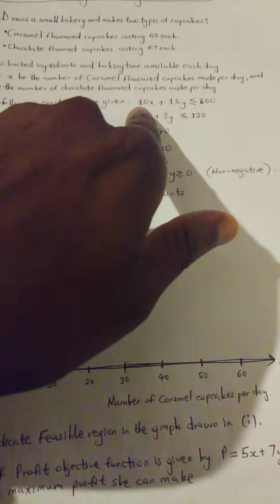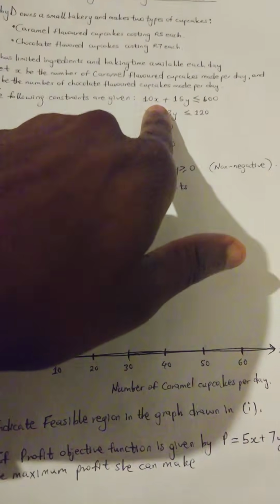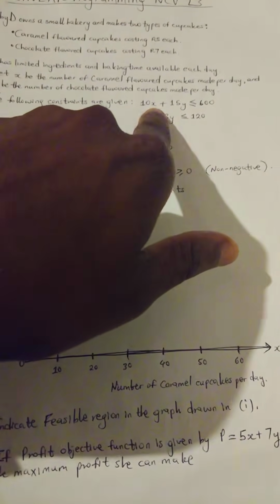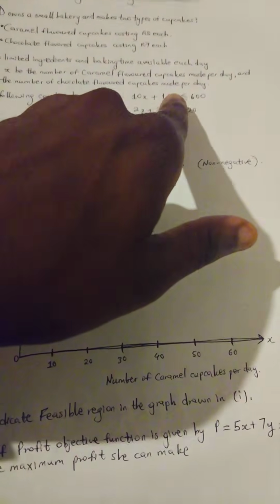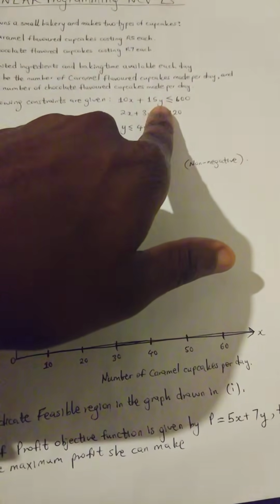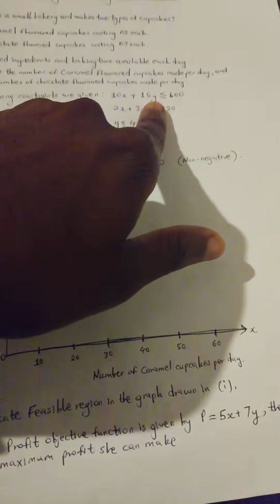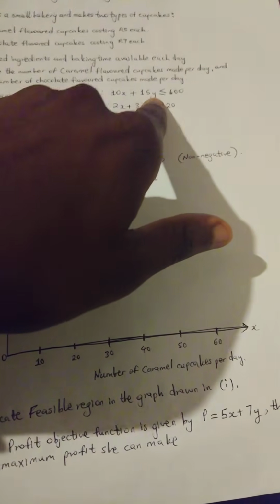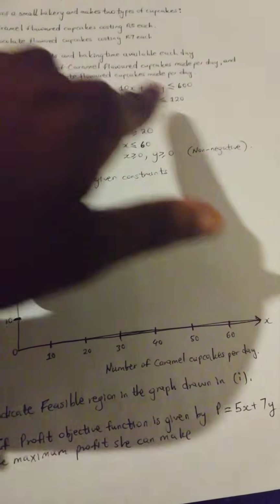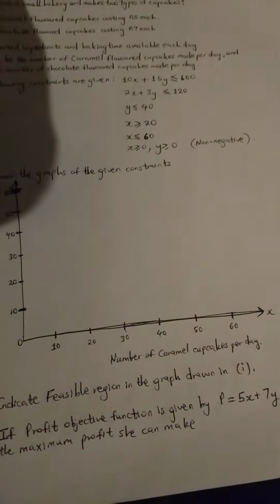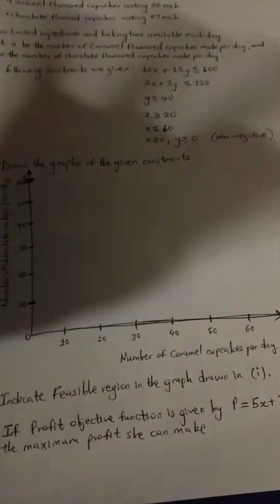This normally says, in simple terms, if you think of it as a time constraint, it takes 10 minutes to make one X. What is X? Caramel flavored cupcake. It takes 10 minutes to make one caramel cupcake, and then it takes 15 minutes to make one chocolate flavored cupcake. But Baby D in this case only has 600 minutes available to make all of these, doesn't matter how many she has to make. But fine, don't think much about that for now. Just take the constraints as they are, since you're still in level 3.